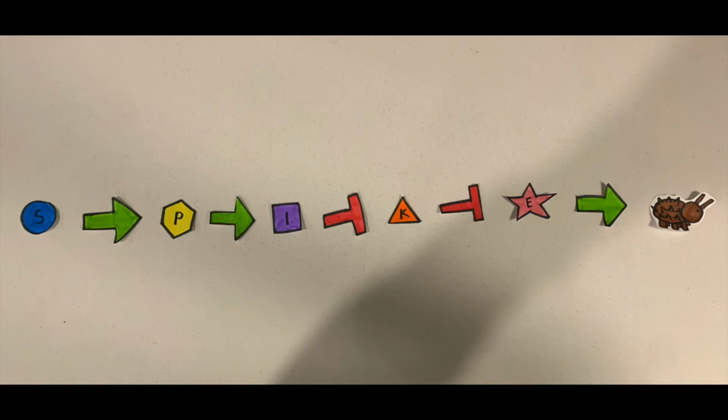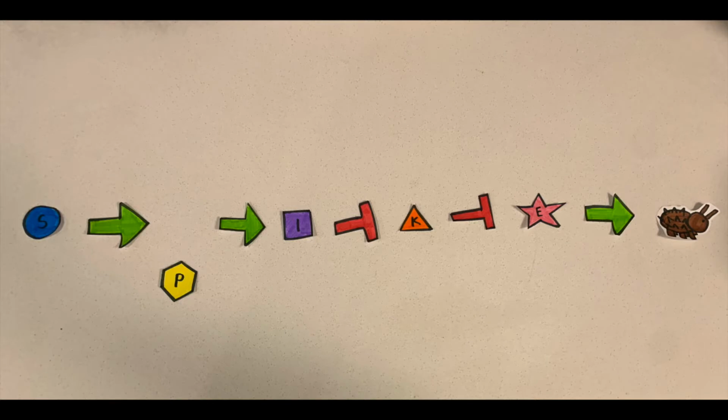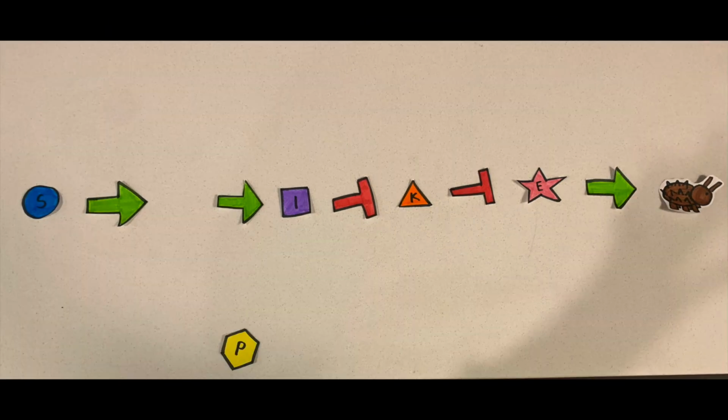So in our normal pathway, the S gene activates the P gene, which activates the I gene, which is necessary to inhibit the K gene. As a result of K being inhibited, the E gene is released from being inhibited, which is necessary to form spikes. What if we have a mutant P that no longer works?